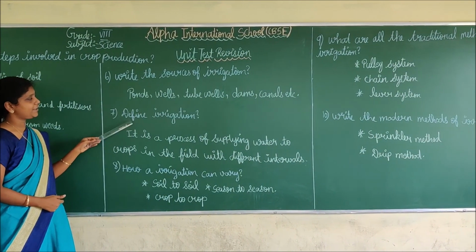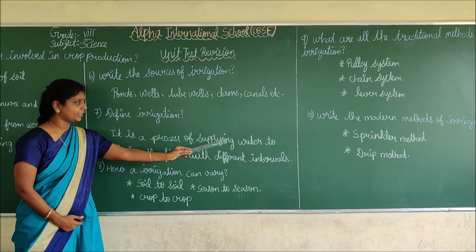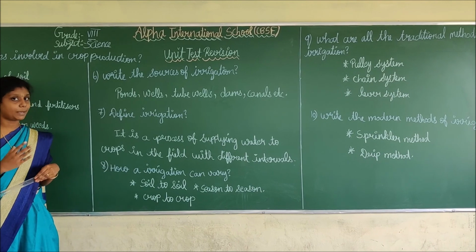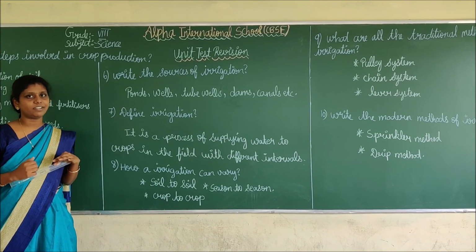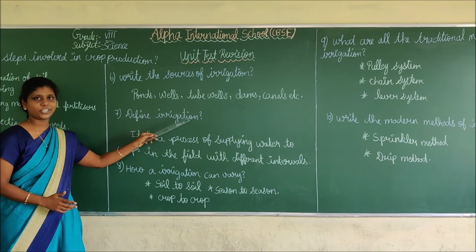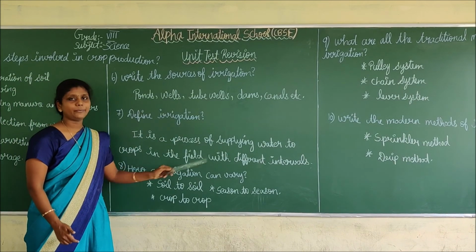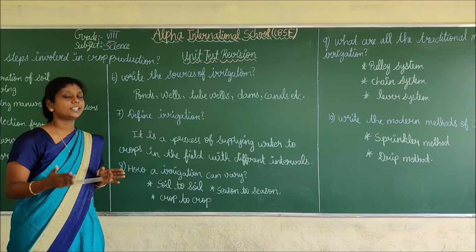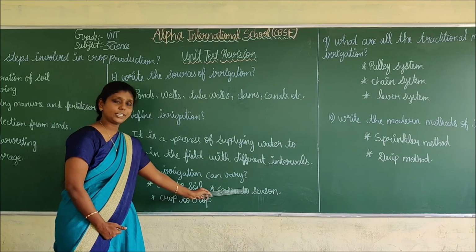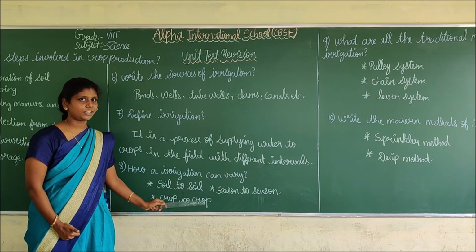Next, define irrigation. Irrigation is a process of supplying water to crops in the field at different intervals. We should supply water at different intervals, not at the same intervals. That is called irrigation. Next, how can irrigation vary? Irrigation can vary from soil to soil, crop to crop and season to season. Do you understand, students?